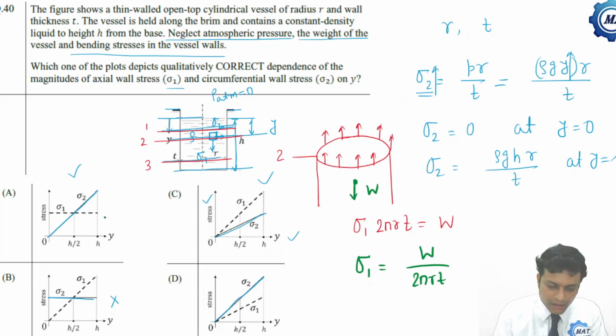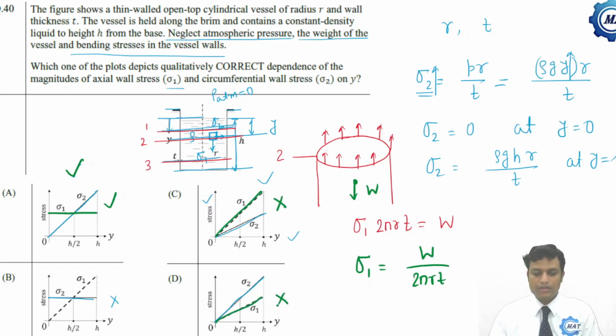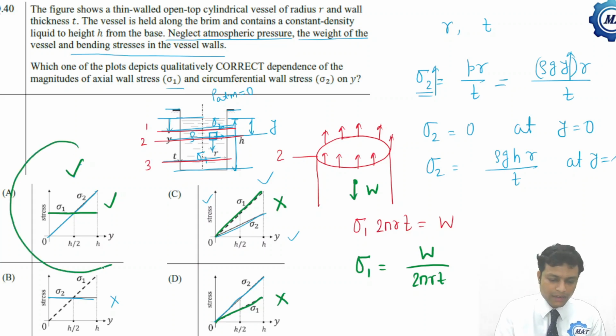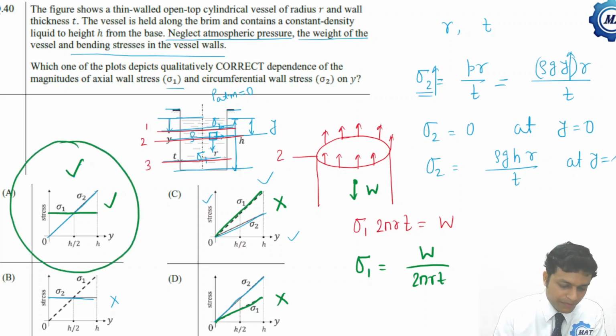Now here we can see that sigma 1 is constant. So both are correct, sigma 1 and sigma 2 variation correct. Whereas here sigma 1 is varying, so incorrect. Here sigma 1 is varying, so this is incorrect. So option A is the correct answer for this question. Now let us move to the next problem.